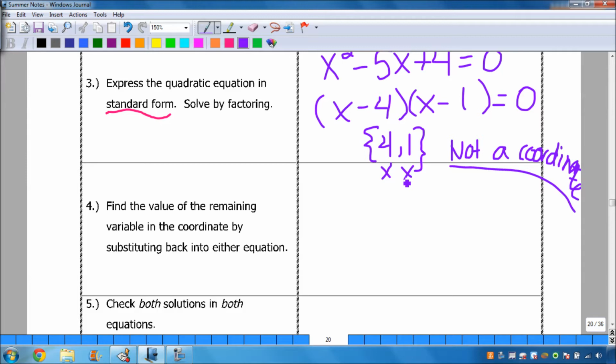So what I need to do is find the value of the remaining variable in the coordinate by substituting back into either equation. So I have to do this twice because I'm going to have 2 answers in this specific problem. And that should make sense too, because it's going to look like this right here, and it's going to look like that. So you'll have 2 intersection points, okay?